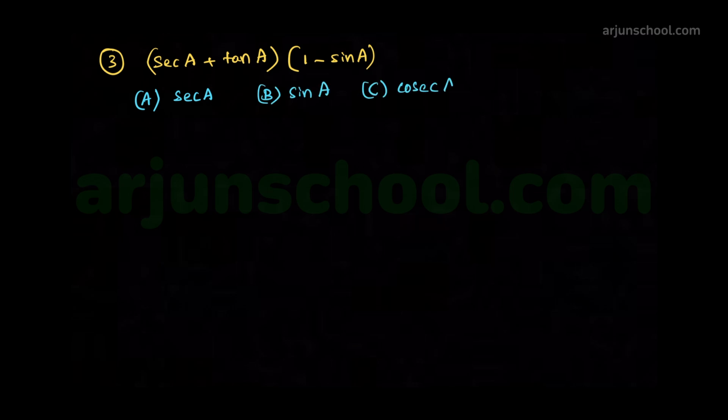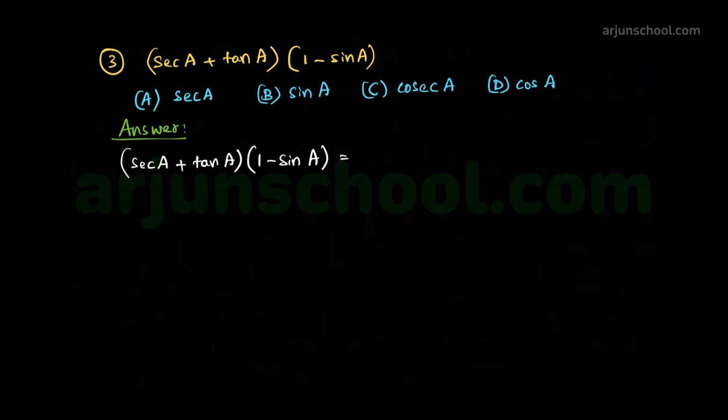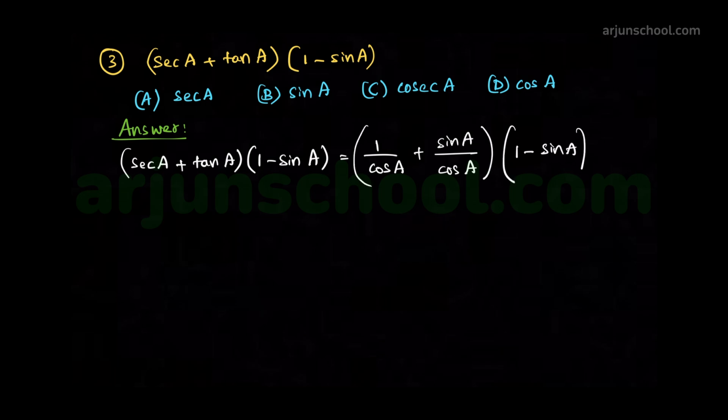Third problem. Secant A plus tan A of 1 minus sin A. The options are option A secant A, option B sin A, option C cosecant A, and option D cos A. Secant A plus tan A of 1 minus sin A is equal to secant A can be written as 1 by cos A plus tan A can be written as sin A by cos A of 1 minus sin A.